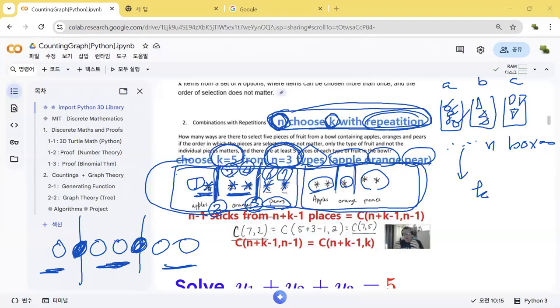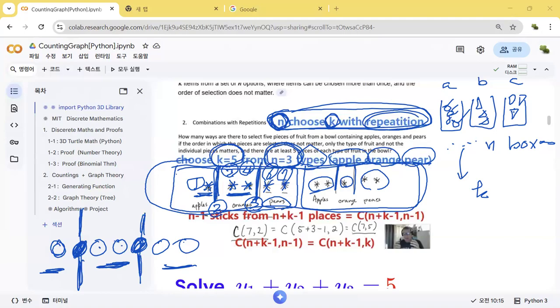So there are seven possible places, and just choose two places, and then you put bars at those places. Okay, you put bars there, and the left-hand one, the first one, is apples, and this one is orange, and the last one is pears. So this one can be interpreted very nicely.